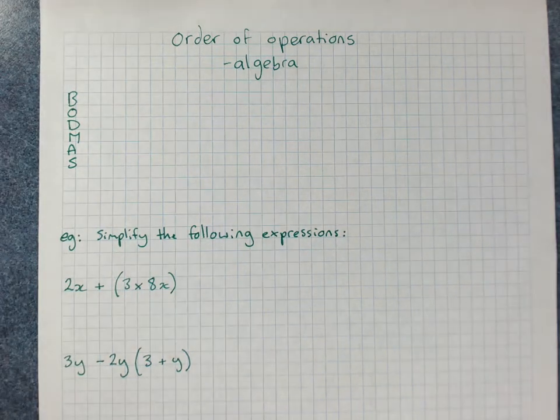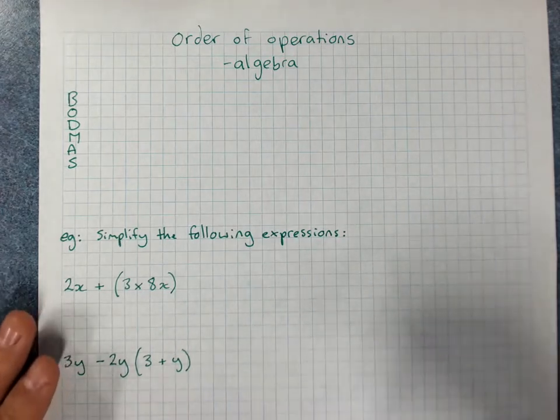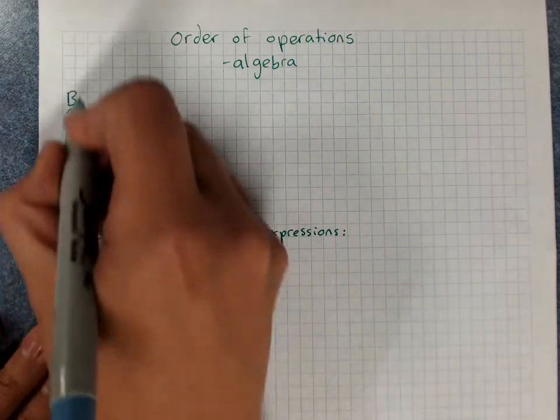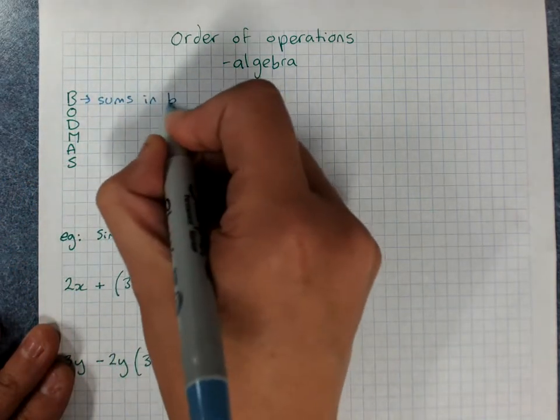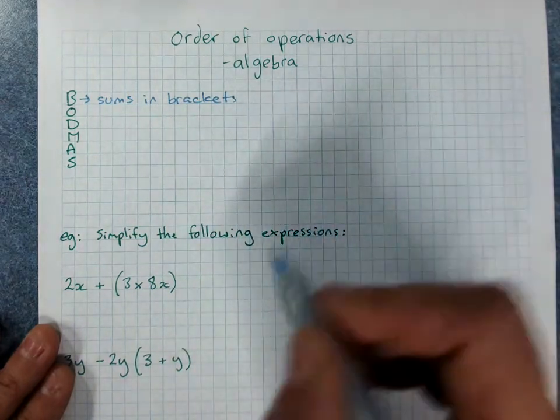Order of operations with algebra. When we're simplifying expressions, sometimes we might have to combine adding, subtracting, dividing, multiplying, and we need order of operations. So remember BODMAS. We can do sums in brackets first, or we can expand brackets.